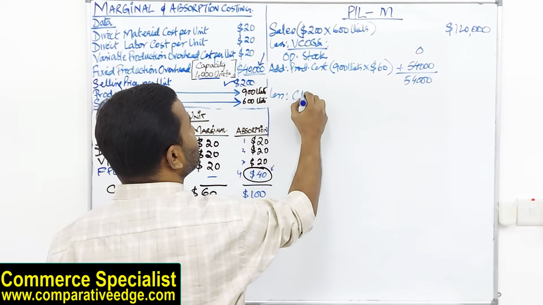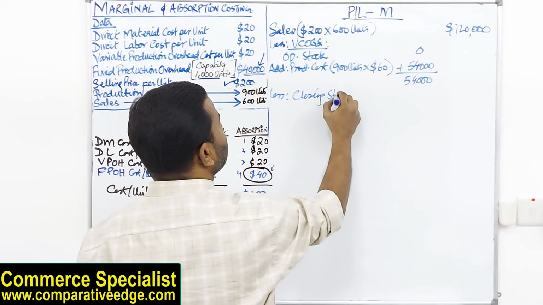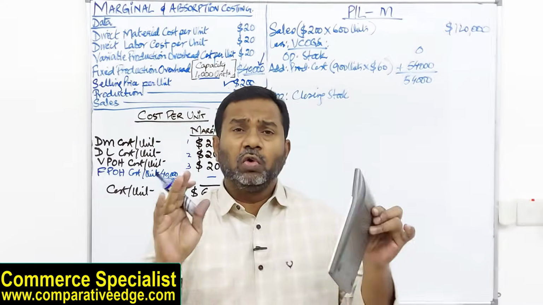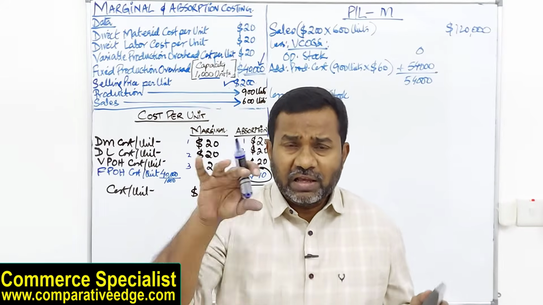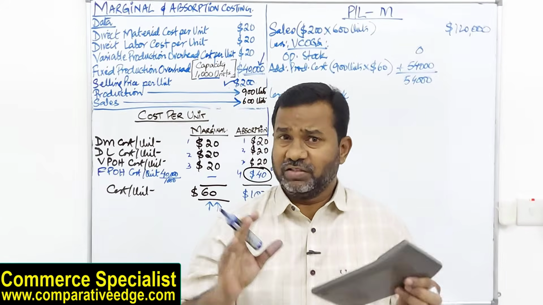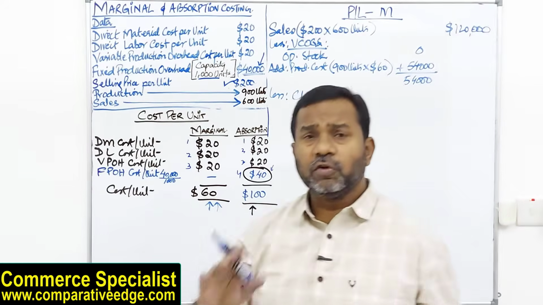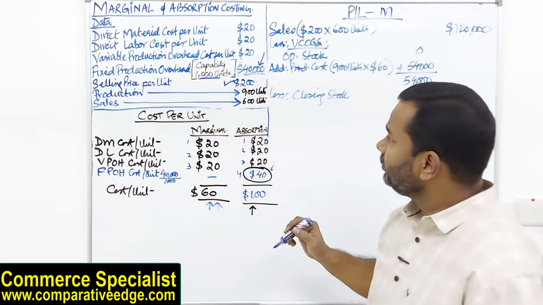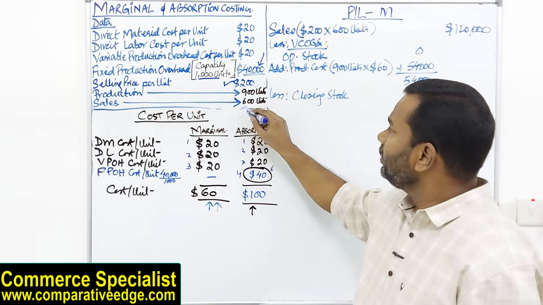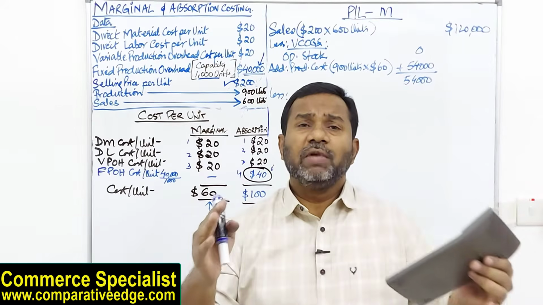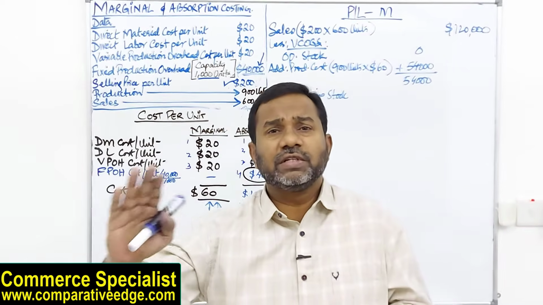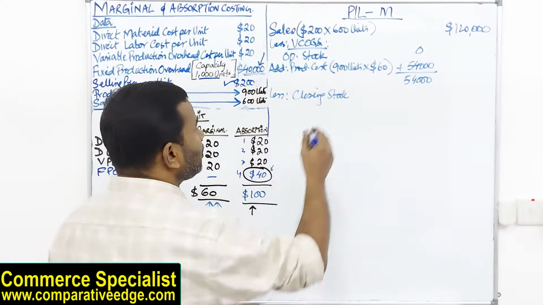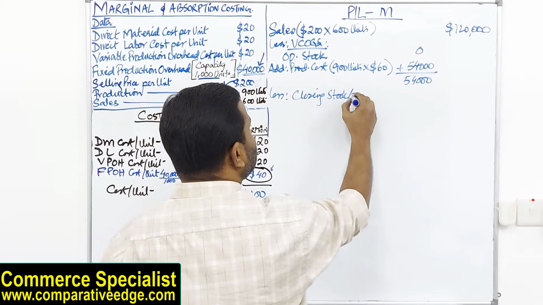Less closing stock. Now please remember, when we are talking about closing stock, always dig into the question: do we have opening stock? The answer is no here. Alright, if we don't have opening stock, how many units are we producing? We are producing 900 units. How many units are we selling? We are selling only 600 units. So if you are making 900 units and selling only 600 units, how many units are left at the end of the year? 300 units. So closing stock we have now is 300 units.